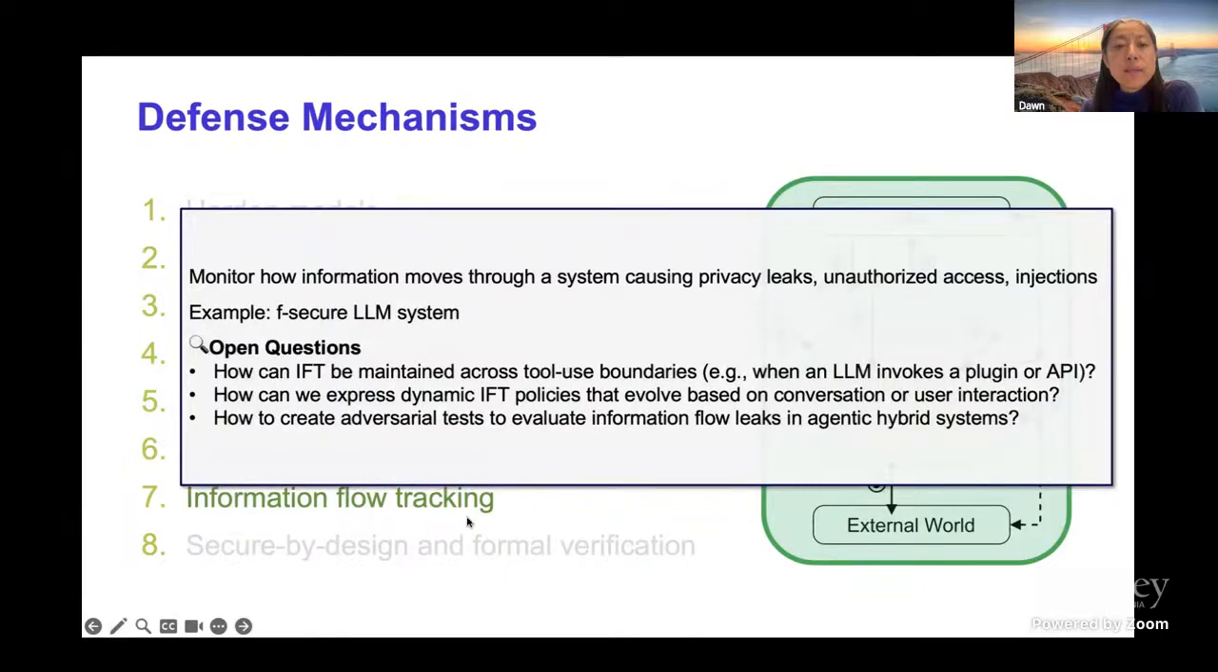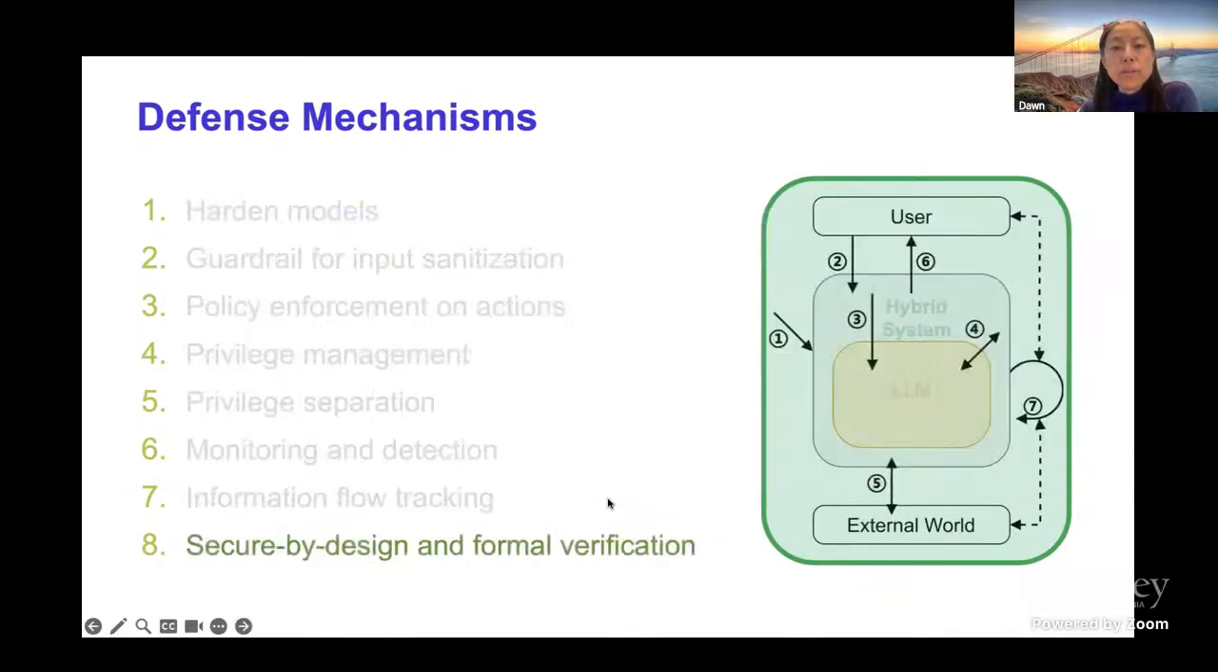And the next mechanism is information flow tracking. The idea is to monitor how information moves through a system that may cause privacy leakage, unauthorized access, injection attacks, and so on. And there are many open challenges for this. How can we express dynamic information flow tracking policies that evolve based on conversations or user interactions? And how can we also ensure that this taint tracking doesn't cause over-tainting and other types of issues?